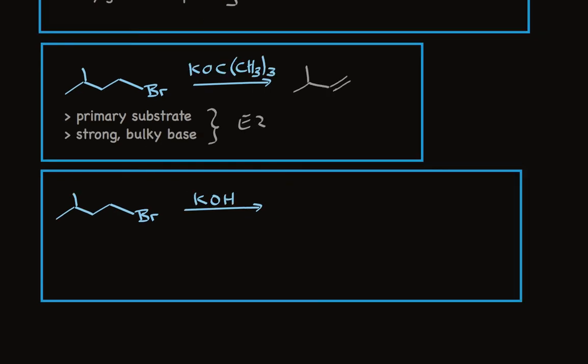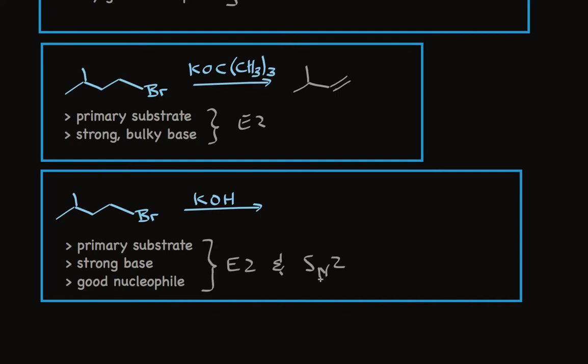Again, the same primary bromide is treated with a strong base, but this time it's not a bulky base. It's both a strong base and a good nucleophile. So the substrate is primary, we have a strong base, we have a good nucleophile. The strong base tells us there should be an E2 reaction. The good nucleophile tells us there should be an SN2 reaction. So we should expect a mixture of products, the alkene and the substitution product, an alcohol.